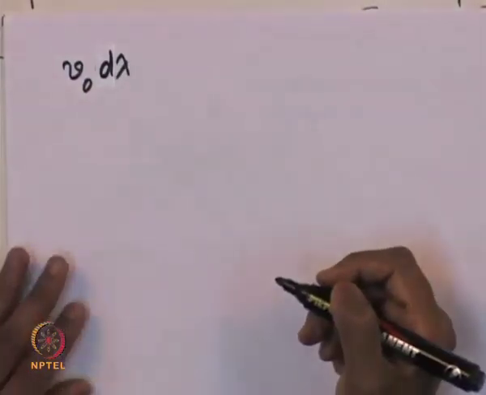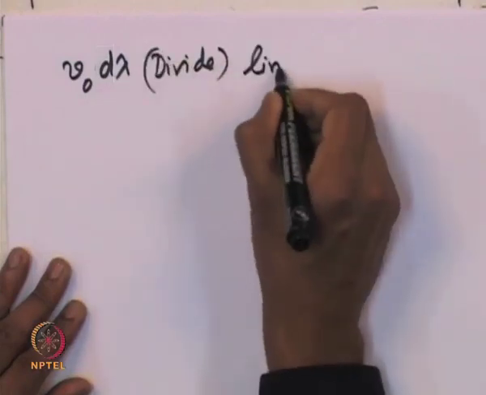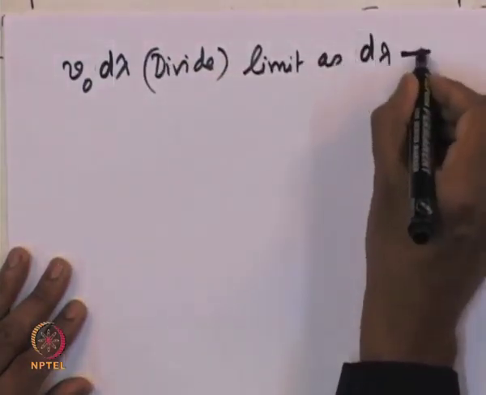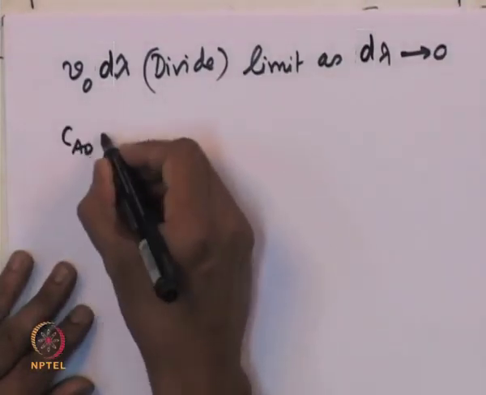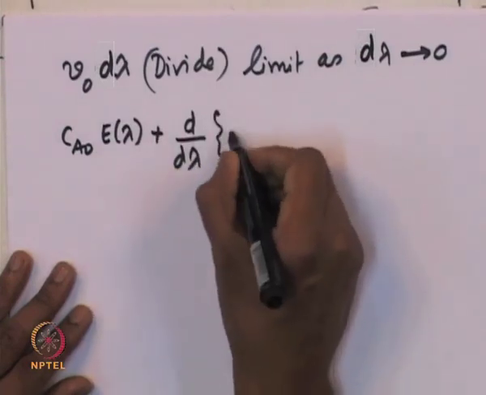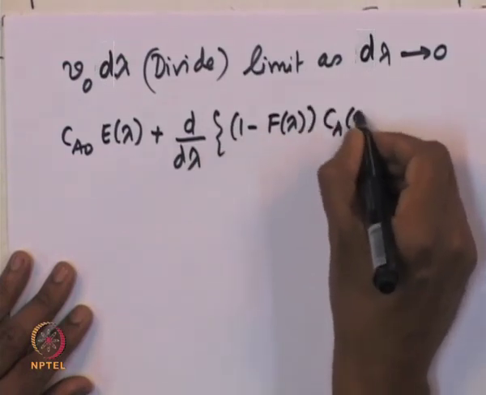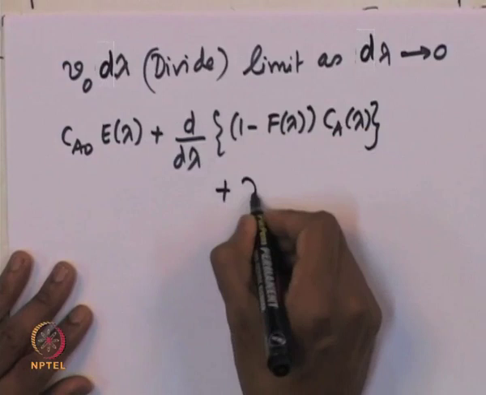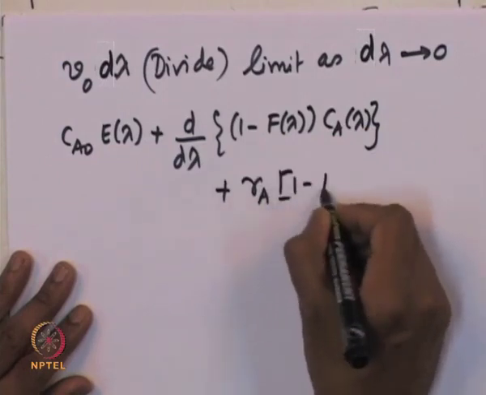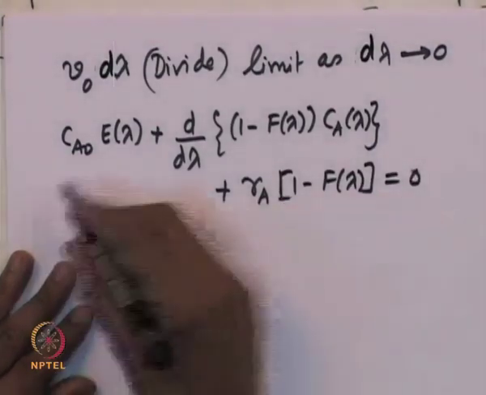Now we can divide this expression by V naught and d lambda, and take the limit as d lambda goes to 0. That will be Ca naught into E lambda plus d by d lambda of 1 minus f of lambda into Ca lambda, plus Ra into 1 minus f of lambda, equal to 0. That is the mole balance.